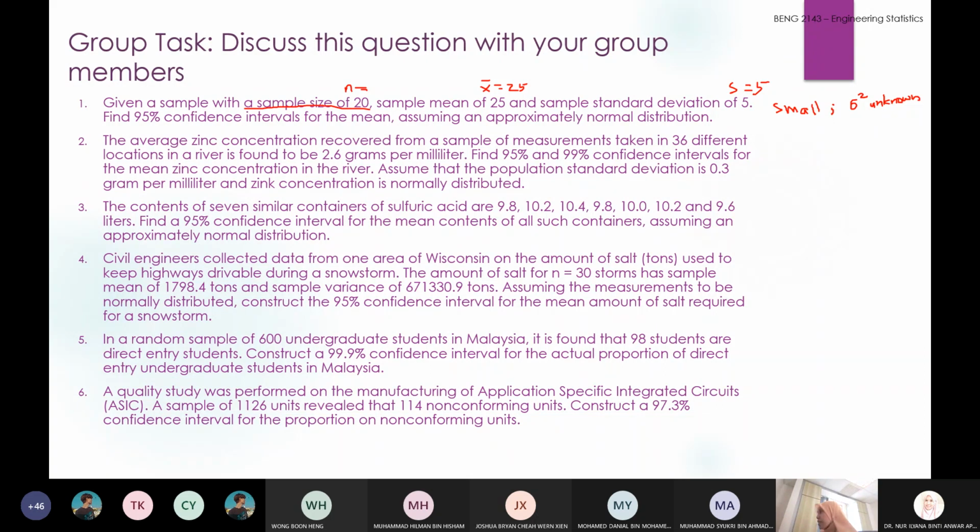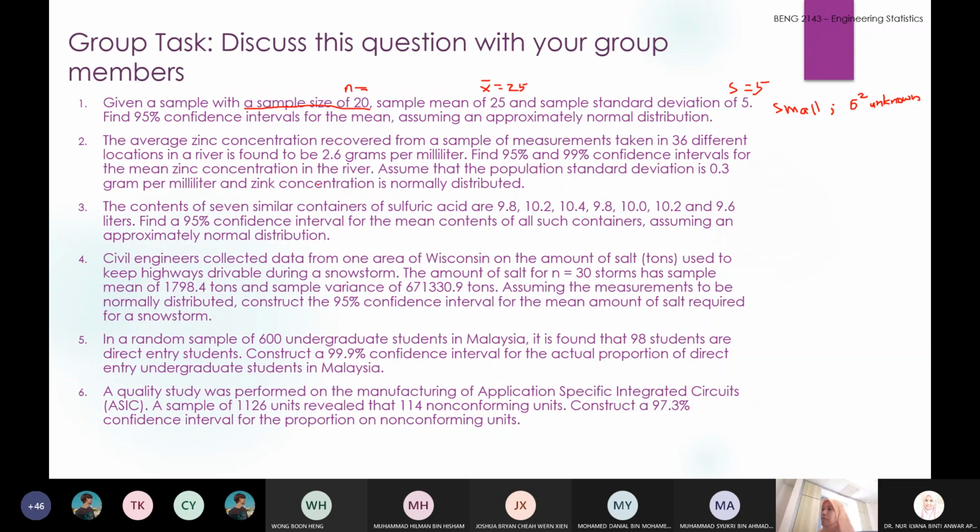The average zinc concentration recovered from a sample of measurements taken in 36 different locations in a river is found to be 2.6 gram per milliliter. This is just a unit. Then we need to find the 95% and 99% confidence interval for the mean zinc concentration level. Assume that the population standard deviation is 0.3 and the zinc concentration is normally distributed.